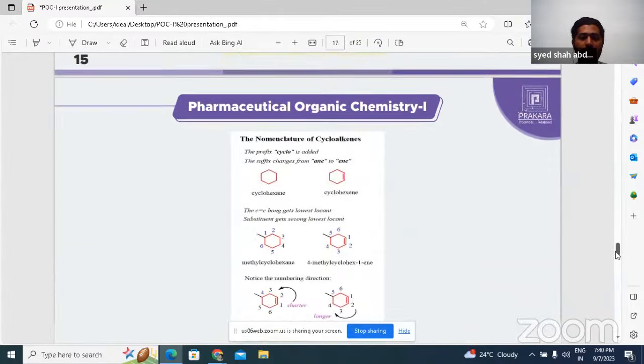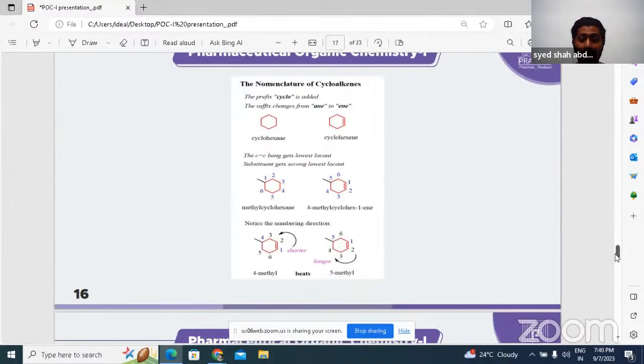So here it has given a few nomenclature rules for cycloalkenes, like how to name them. For cyclic compounds, it is quite simple. If it is alicyclic, meaning it doesn't have any functional group, any double bond, then you will simply write cyclo and count the number of carbons. So it is cyclo, 1, 2, 3, 4, 5, 6, cyclohexane, right?